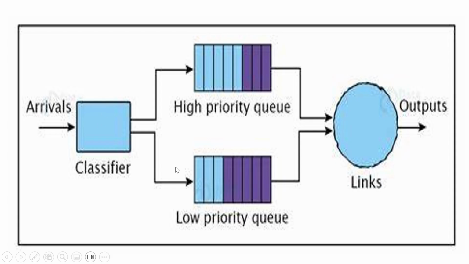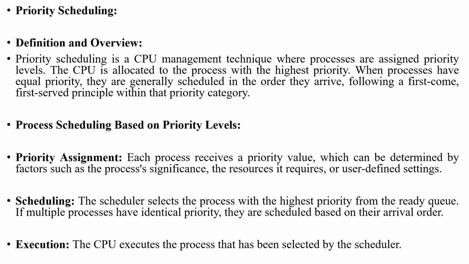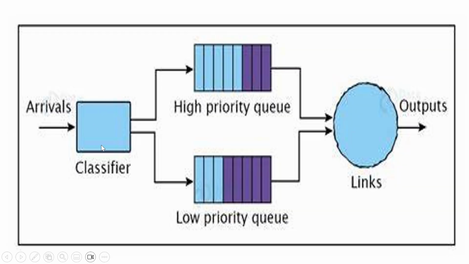So this is the diagram of the priority scheduling. This is the classifier where the arrivals come in, which is based on the higher priority queue, and this is the lower priority queue, and this is the link which joins the higher priority queue and the lower priority queue based on the priority given by the classifier, and this is the output.